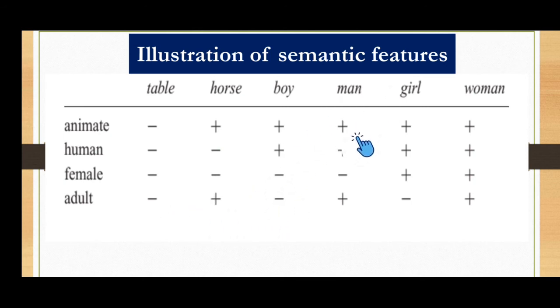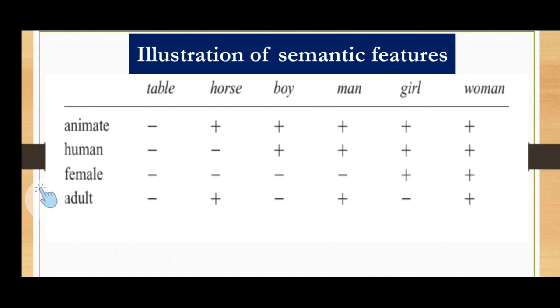Similarly, man: animate plus, human plus, female minus, and adult plus. Girl: animate plus, human plus, female plus, and adult minus. And woman: animate plus, human plus, female plus, and adult also plus. So through these semantic features of a word, you know where or which word is suitable for the subject of the different verbs. Right?